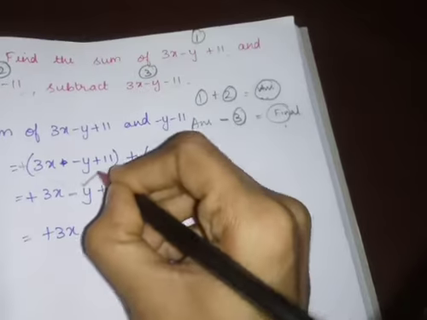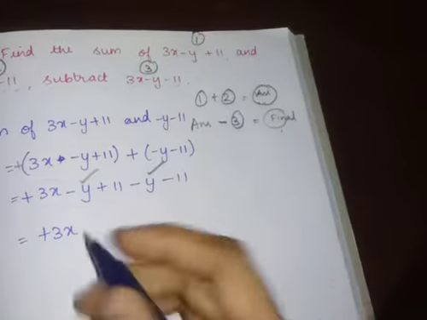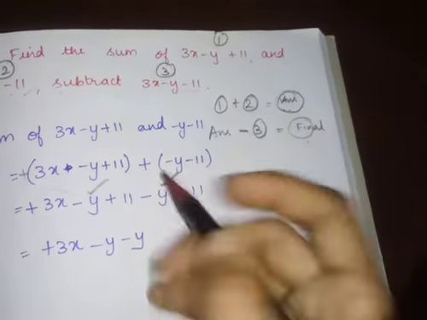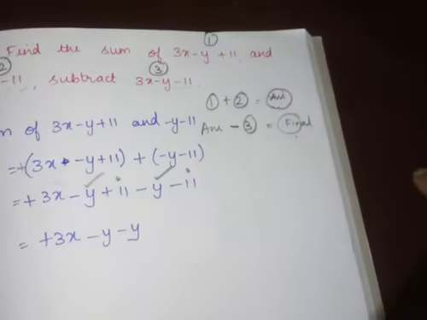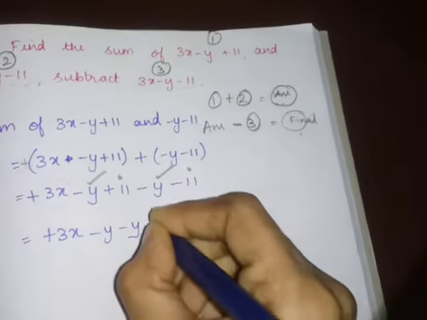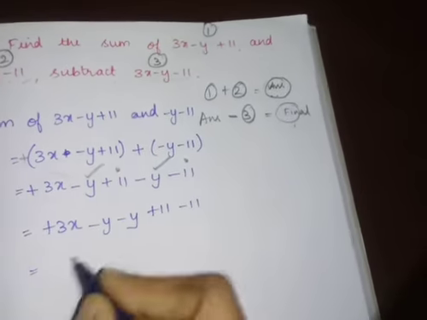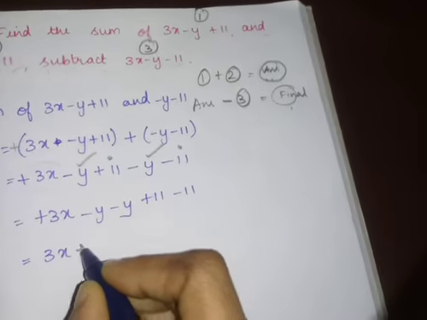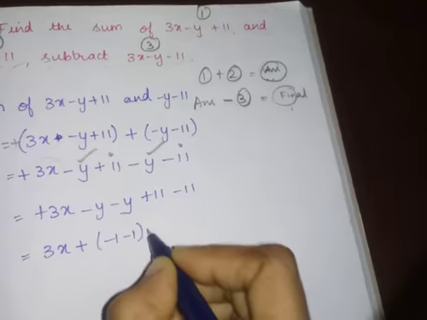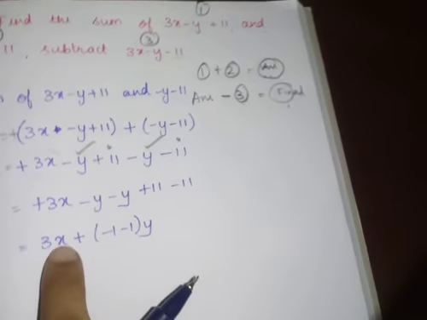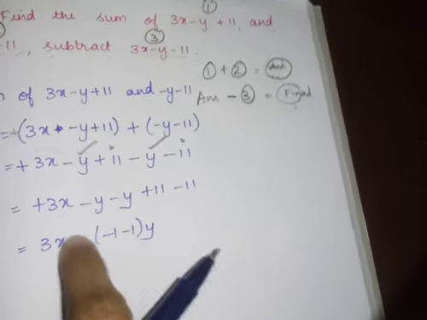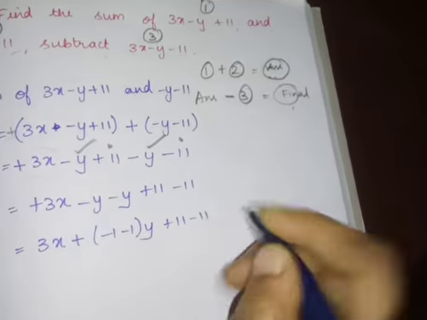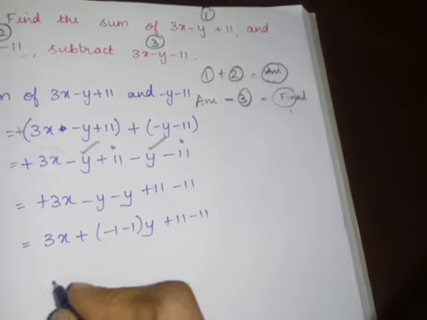Next, minus y are like terms, so I wrote minus y together. Next, plus 11 and minus 11 are like terms, so I'm writing that together. Now plus 3x is nothing but 3x, correct? Now plus minus 1 into y, because I am just separating the x term and the y term. So plus I will put and write minus 1 into y. Then plus 11 minus 11, because the constant term you will write directly.